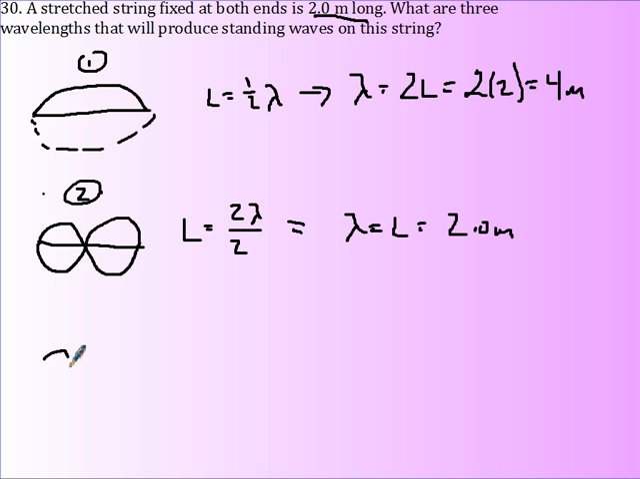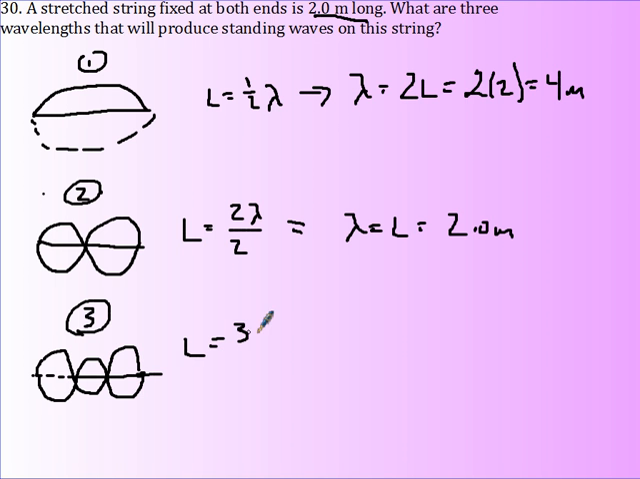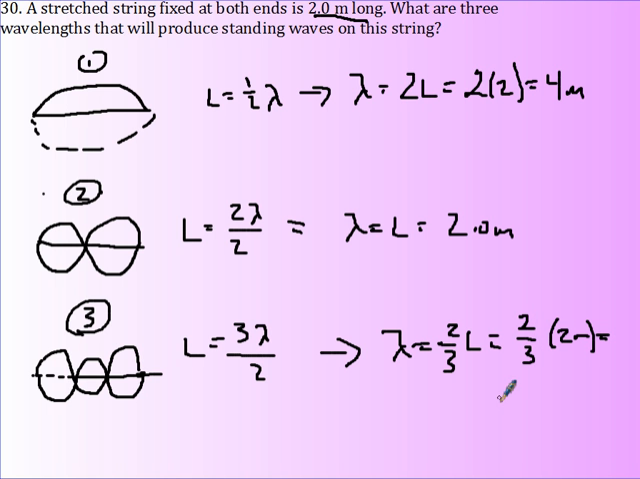The third one, 1, 2, 3. Excuse me. Put my equal nodal line, and then I'll complete it out. This is what my standing wave looks like. So here, n is 3. So L is 3 lambda over 2. And that tells me that lambda is 2/3 L. So this is 2/3, and L is 2 meters. So lambda is 4/3, or 1.33 meters.